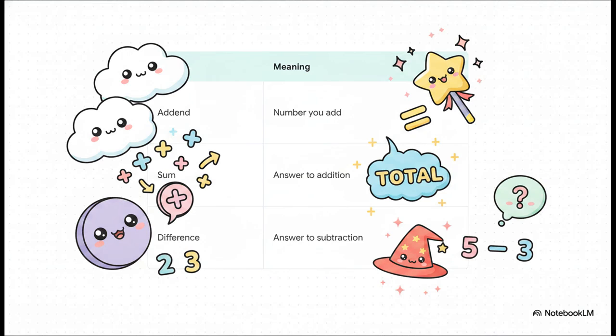Finally, let's do a super quick lightning round victory review of some of the magic vocabulary words we learned. An addend is a number you add. The sum is your answer when you do addition, and the difference is your answer when you do subtraction. Keep these magic words in your back pocket for all your future math quests.